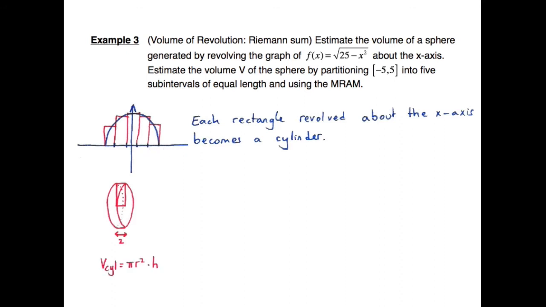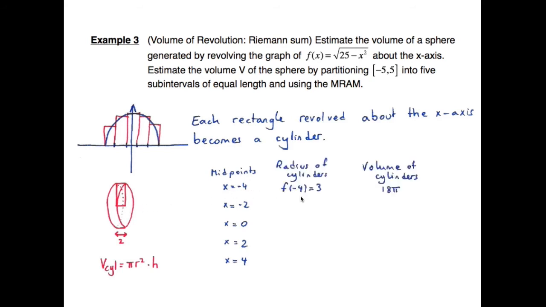Volume of a cylinder, pi r squared times h. Now we just need to make a table. We list the midpoints. For each of these midpoints we can find the radius of the cylinder. The radius is defined by f of the midpoint. So f of -4, if we plug it into our equation, equals 3.